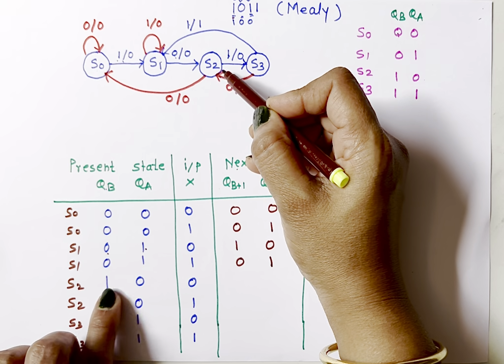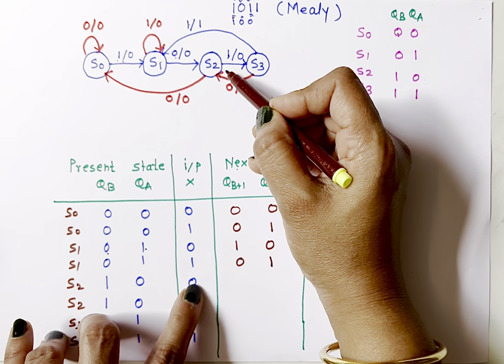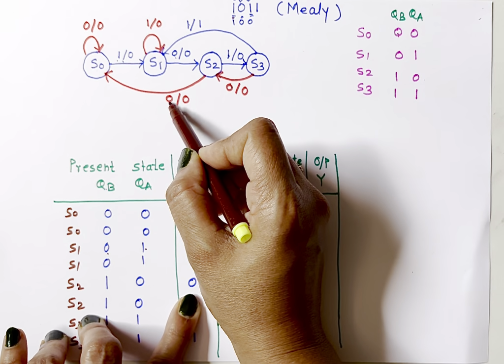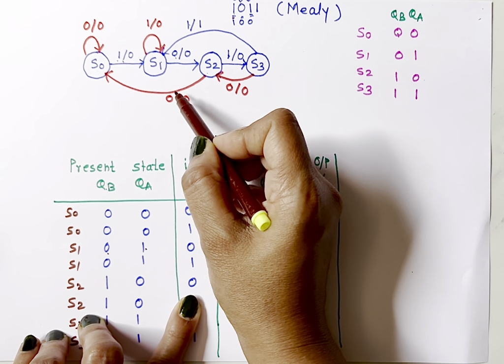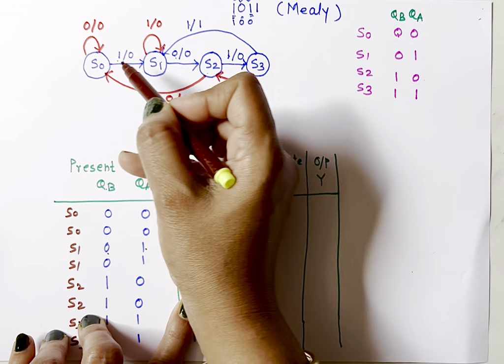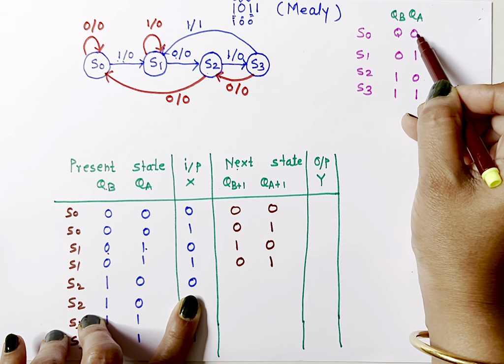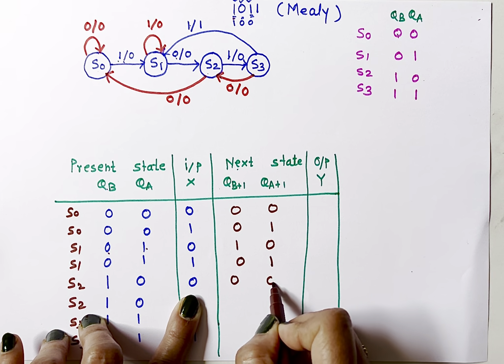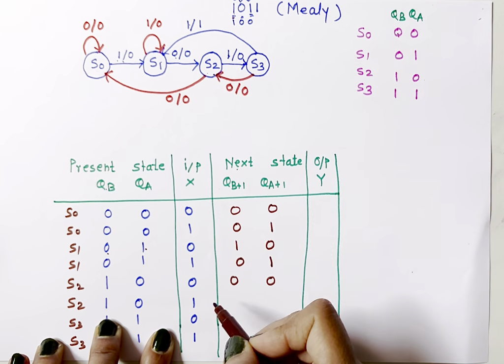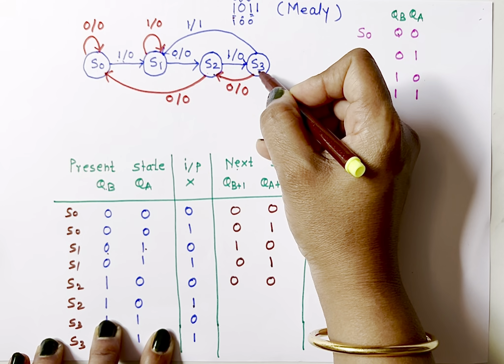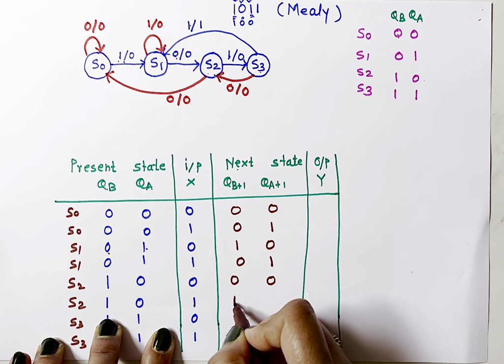See, my present state is S2. I am in S2, 10. And if input is 0, see here, present state is S2. Input is 0, then where is it going? It is going to S0 and the equivalent binary is 00. So next state is 00. Present state is S2, 10. And if input is 1, then next state is S3. So S3 means 11.